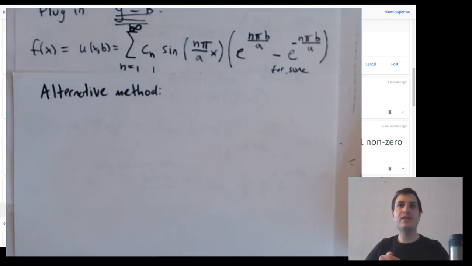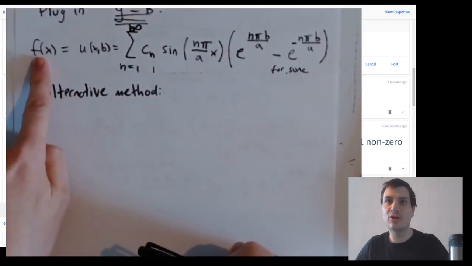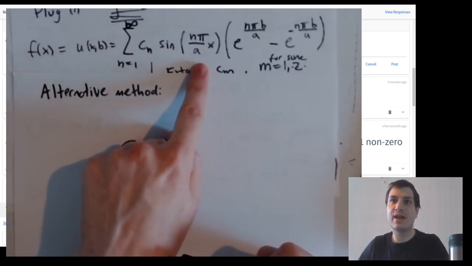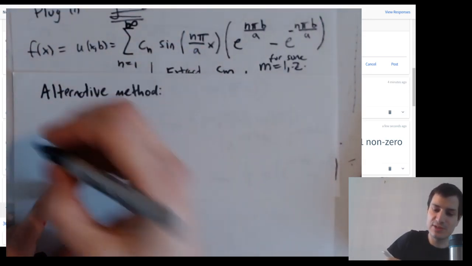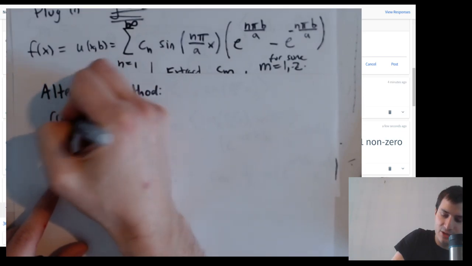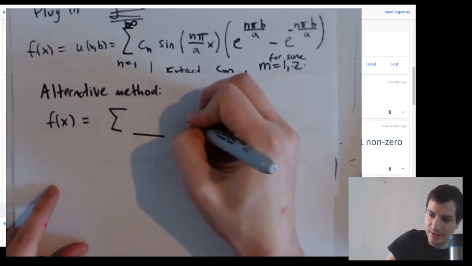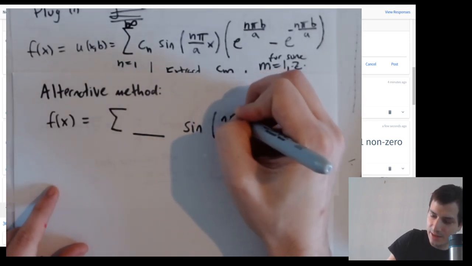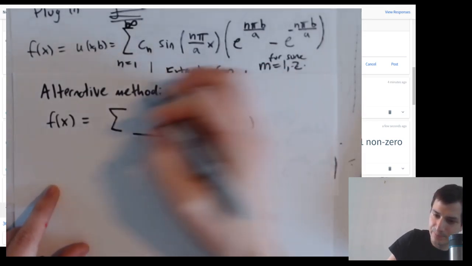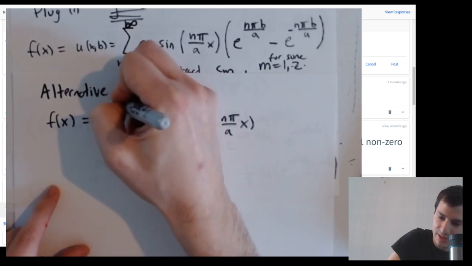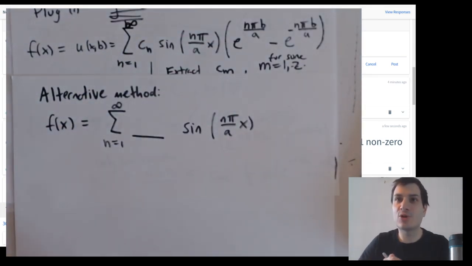And the alternative method is you start by writing f in terms of the sine series that you know it has. So the first step is you write f of x as the sum of some coefficient times the sine of n pi over a x, and n is going to go from 1 to infinity. So you have to figure out what those coefficients are.